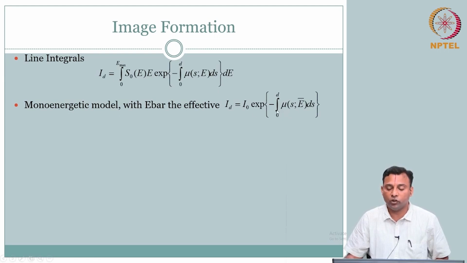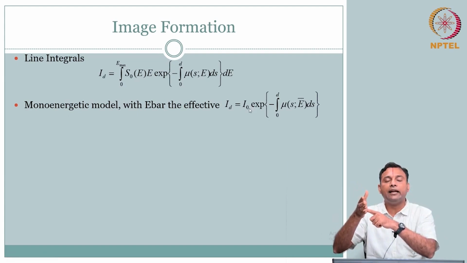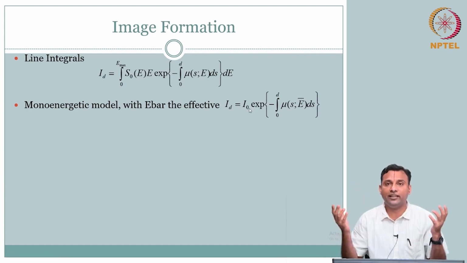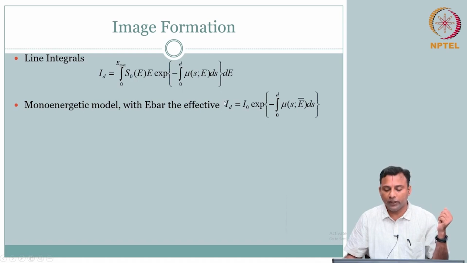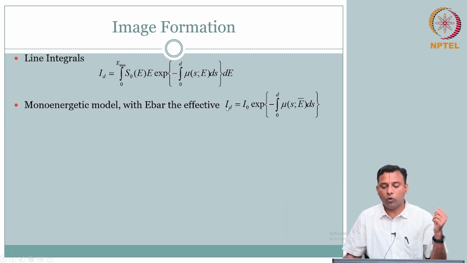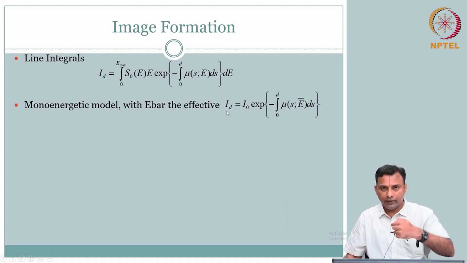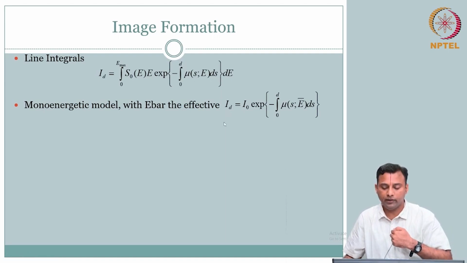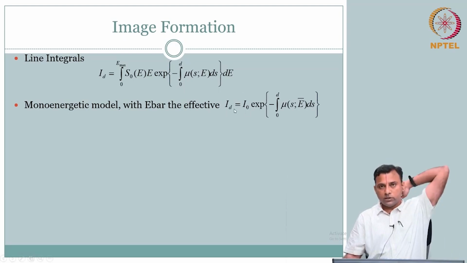Our objective is, what you are detecting, this I naught is not a big deal. What is this I naught? Intensity at the center of the detector when there is no object, right. That is how we used this I naught concept earlier. So essentially the I naught you can get from calibration without even the object. Whatever you are sending into the object, what you send at the front end of the body, ID is what comes out of the body.